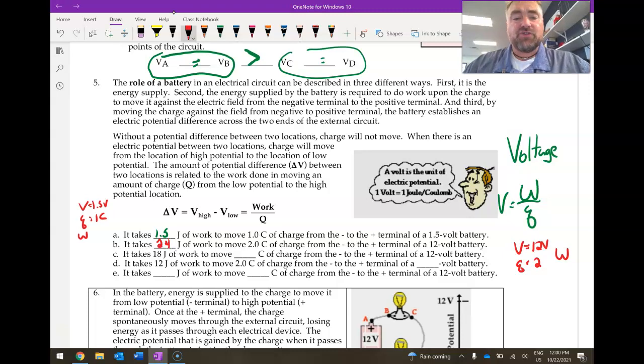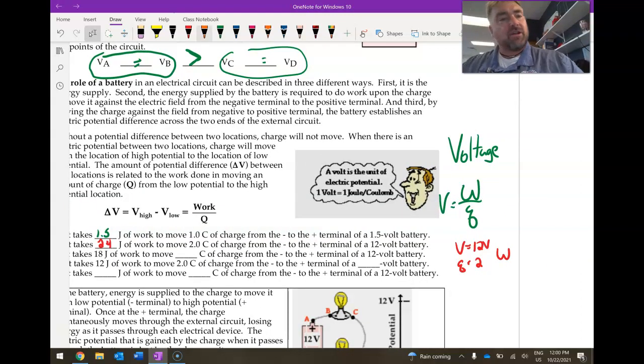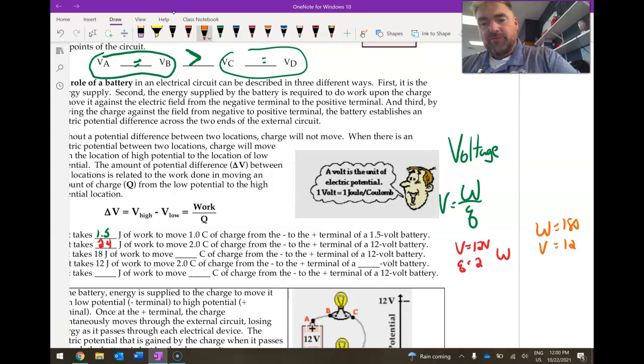It says it takes 18 joules of work to move blank charge from the negative to the positive terminal of the 12-volt battery. So in this case, I know the amount of work done. Hang on, I'll put this in orange. The amount of work done is equal to 18 joules. And it gives me the voltage is equal to 12 volts. And we're looking for the charge in this case.